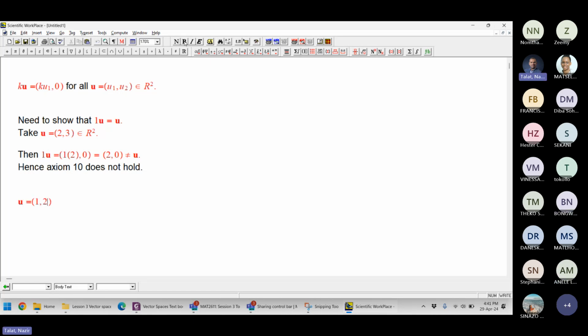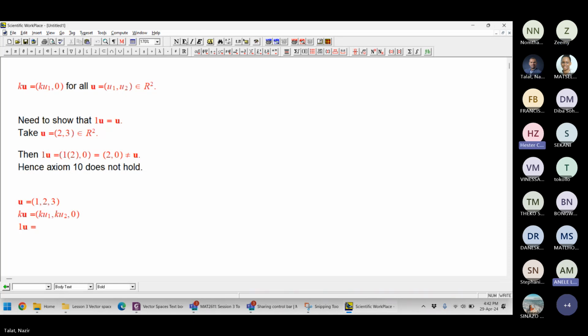Its entries are, suppose, 1, 2, 3. Then you know the rule: k times u is equal to (k times u1, k times u2, 0), the last element is equal to 0. So this is the formula, this is the rule. Then can someone tell me what 1 times u will be equal to in this case?